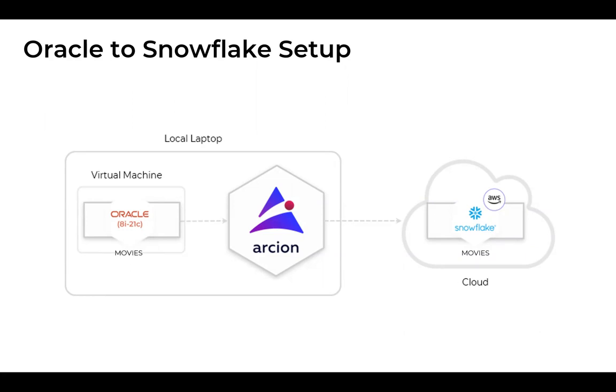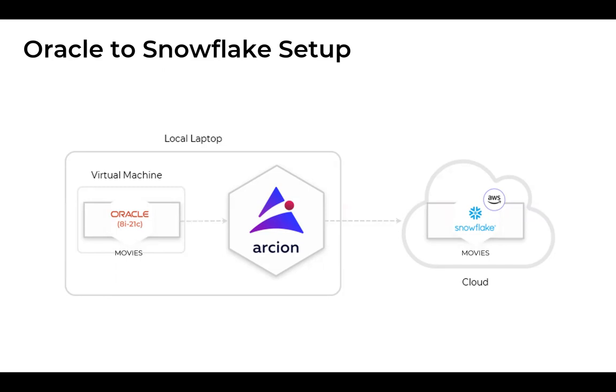There's a self-hosted version, which allows you to deploy Arcion on-premise or within your own VPC. And there's also a self-managed cloud version as well. Now, for the purpose of this demonstration today, we're going to be taking data that resides on my laptop within a virtual machine that resides in Oracle. And we'll be propagating some existing historical data and change data into Snowflake downstream.